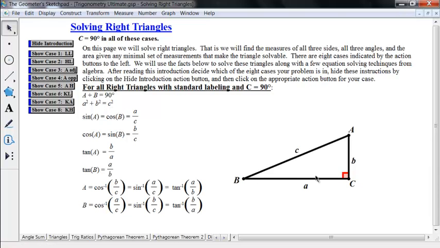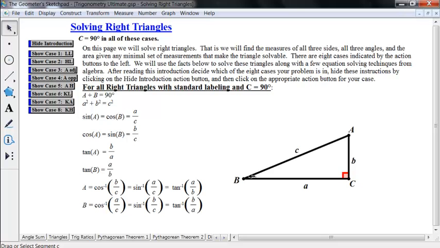We also have the Pythagorean theorem. If we have a right triangle, a squared plus b squared equals c squared for the legs. And then, of course, we have our trig ratios. The sine of angle A is opposite over hypotenuse, that would be A over C. That's also the cosine of angle B, which would be adjacent over hypotenuse. That would be A over C either way.